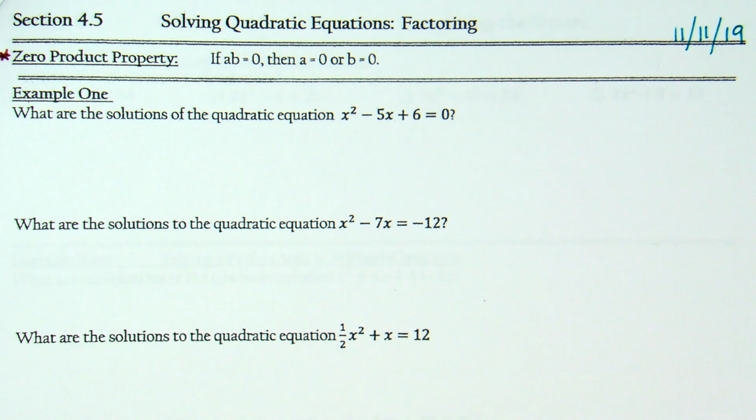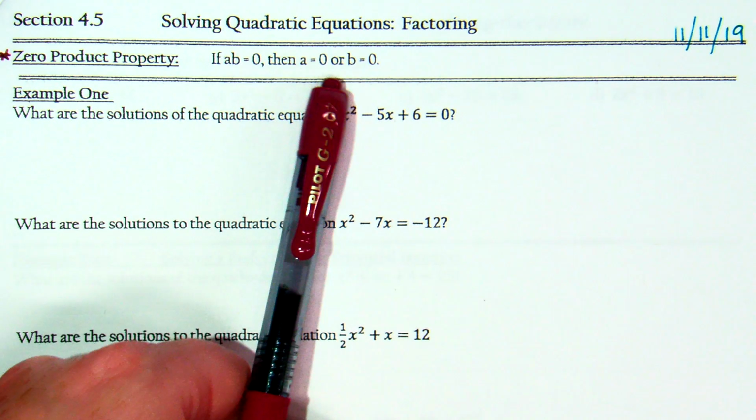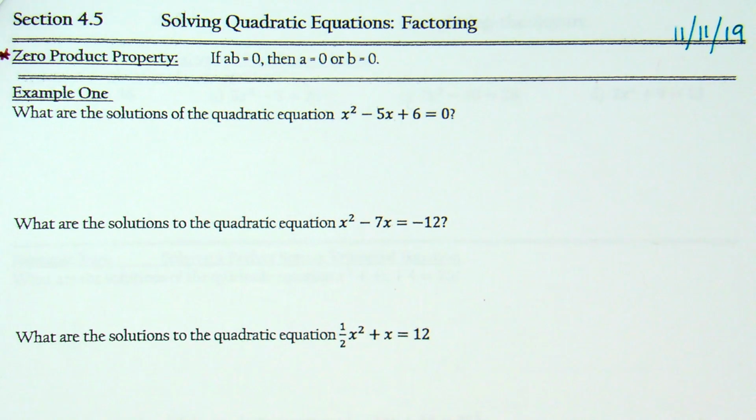So the idea of the zero product property: if two things multiply to equal 0, what do you know about one of them? One of them is 0. Because if two things multiply to equal 0, we know one of them is 0. And so that's what this says. If A times B equals 0, then either A equals 0 or B equals 0.